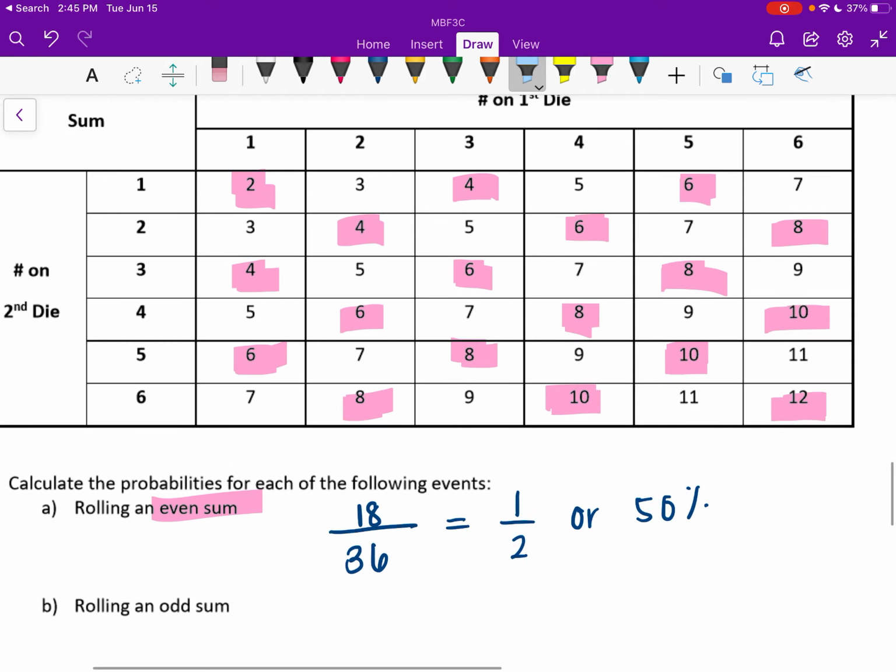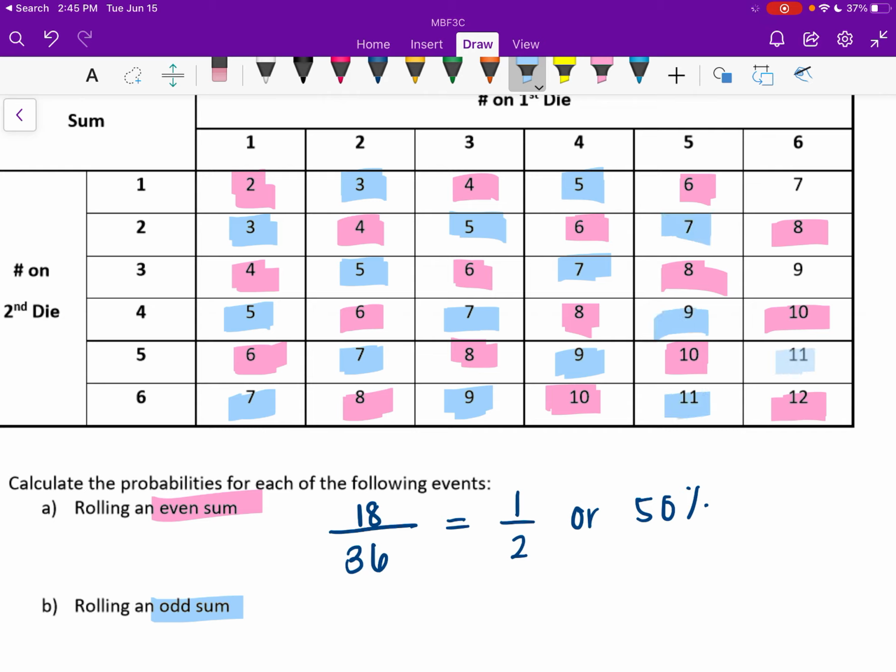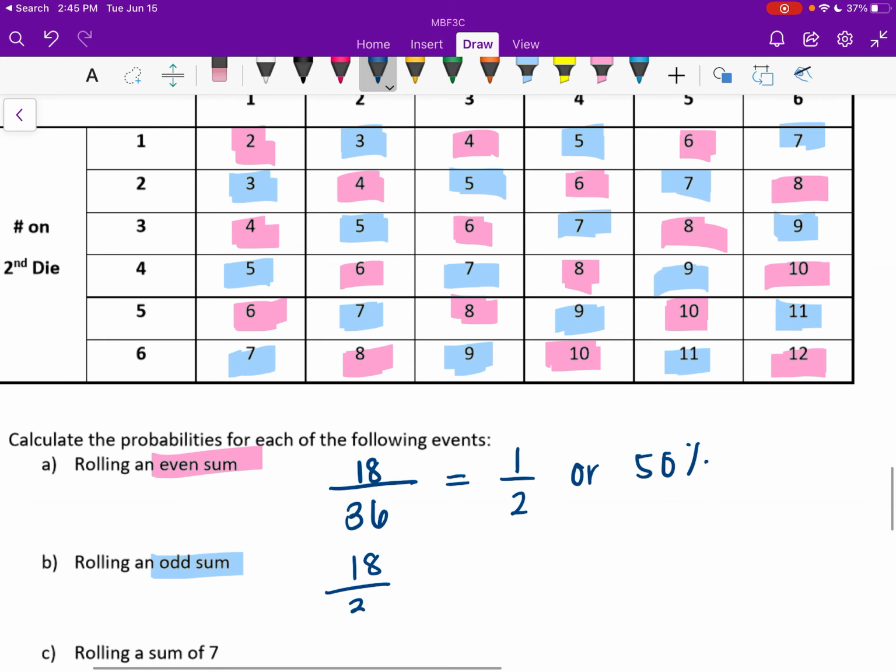Let's go ahead and find our odd sums. So then we're just going to go and find everything that's odd. So I have 1, 2, 3, 4, 5, 6, 7, 8, 9, 10, 11, 12, 13, 14, 15, 16, 17, 18. Again, there's 18 options that should be odd, 50%. So that makes sense. About half of them should be even, half of them should be odd.